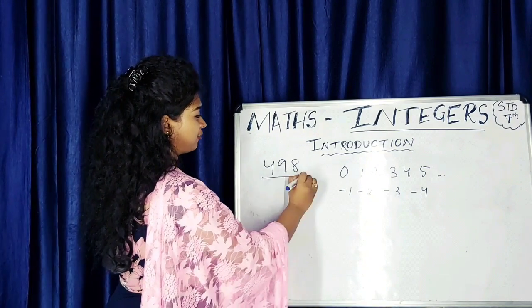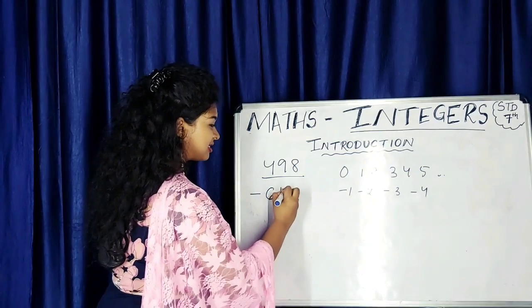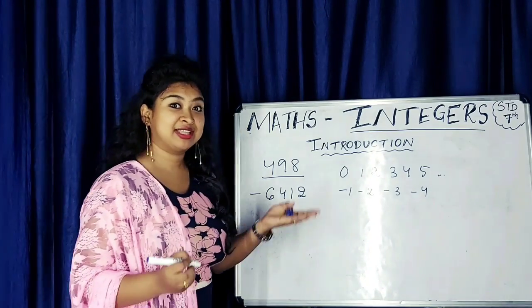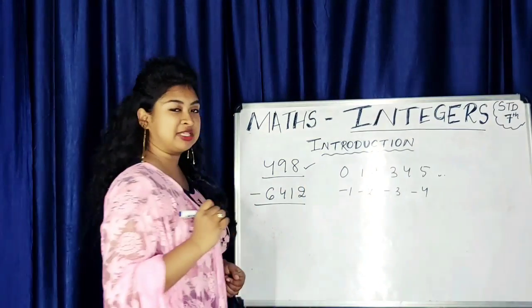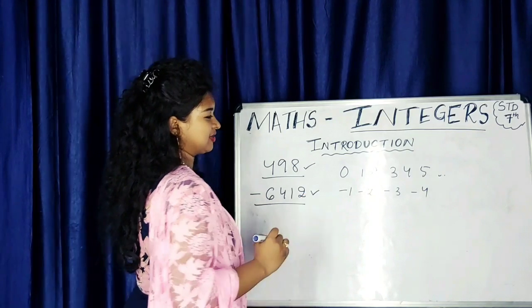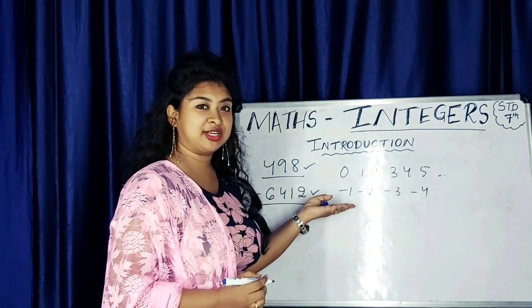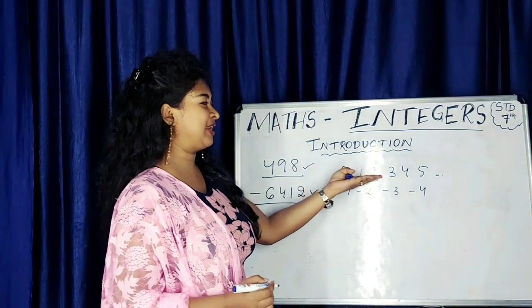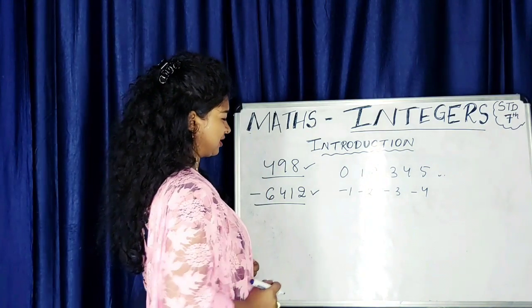And you can ask कि 498 integer है क्या? So yes, it is an integer. -6412 क्या ये integer है? Yes, this is also an integer, right? So this is a positive integer, this is a negative integer. Any numbers which have a minus sign on it और फिर उसको हम लोग negative integers बोलते हैं. Anything which has plus sign in it, that is known as positive integers.